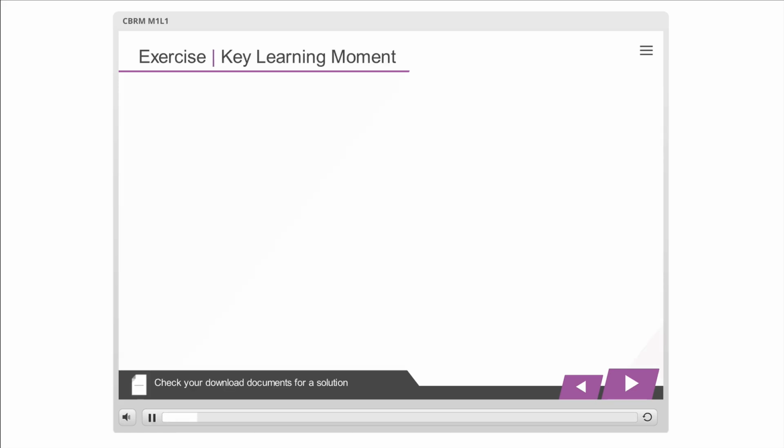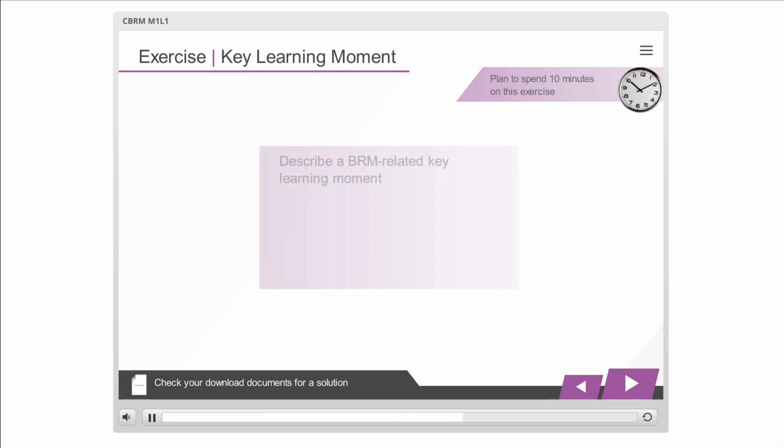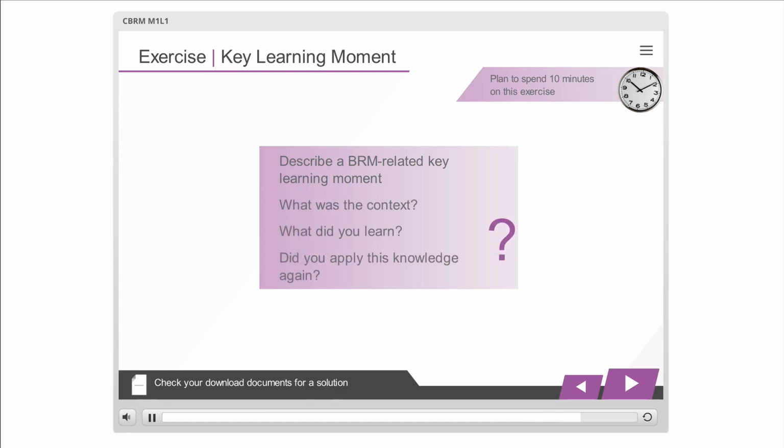We're going to use our first course exercise to reflect on previous BRMP learning. Plan to spend 10 minutes on this exercise, and don't forget to check your download documents for a suggested solution. You can use your own experience in your current organization or an organization you have worked with in the past. Describe a BRM-related key learning moment. What was the context? What did you learn? Did you apply this knowledge again? When you're ready, click the Next button to move on.